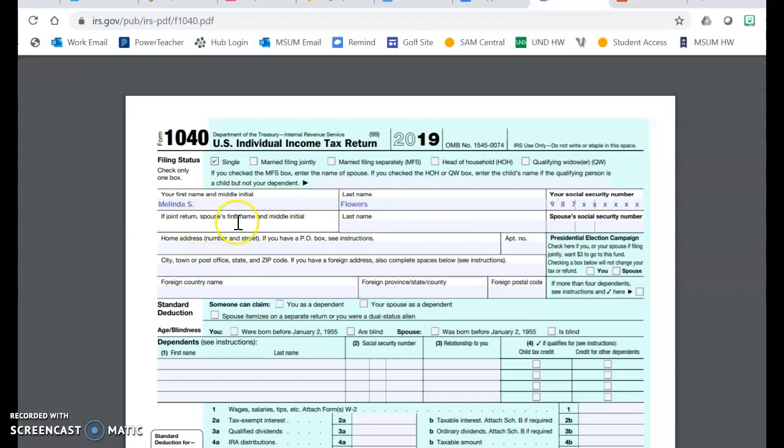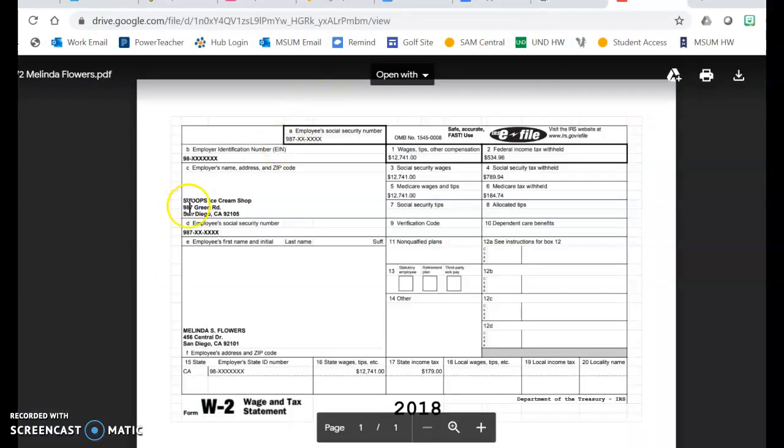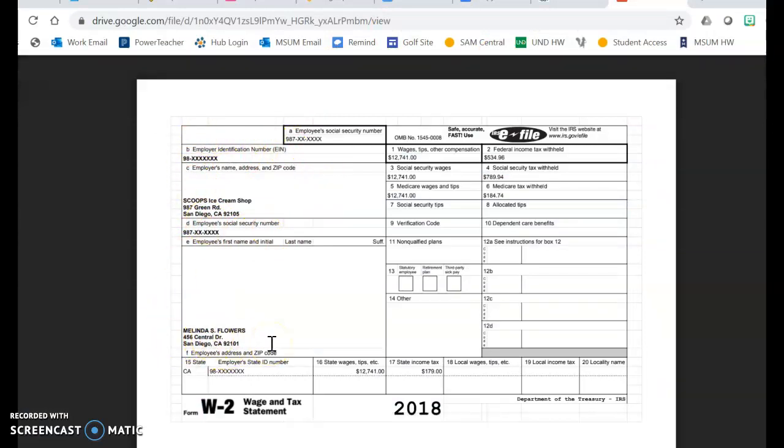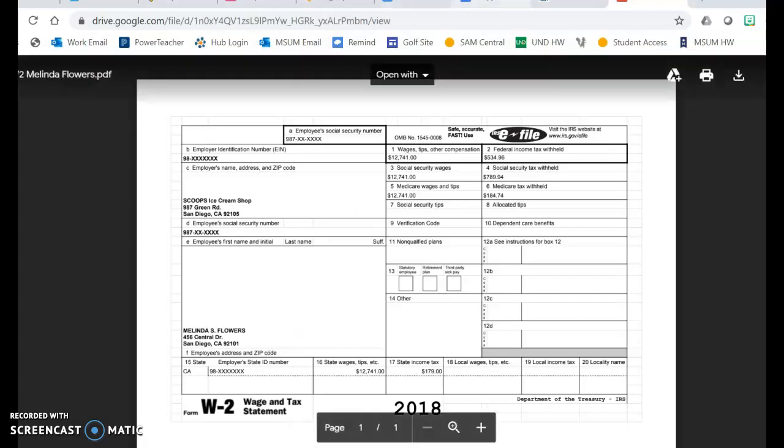This part says if joint return, spouse's name. Well, there's no spouse's name, so we don't have to worry about anything here for the spouse. Then we've got to put the home address. Again, this is going to be on the W-2. Make sure you don't look at the employer's address, but you look at Melinda's, which is down here. That's 456 Central Drive. So I'm going to go back to my 1040, and that's what I'm going to type in.